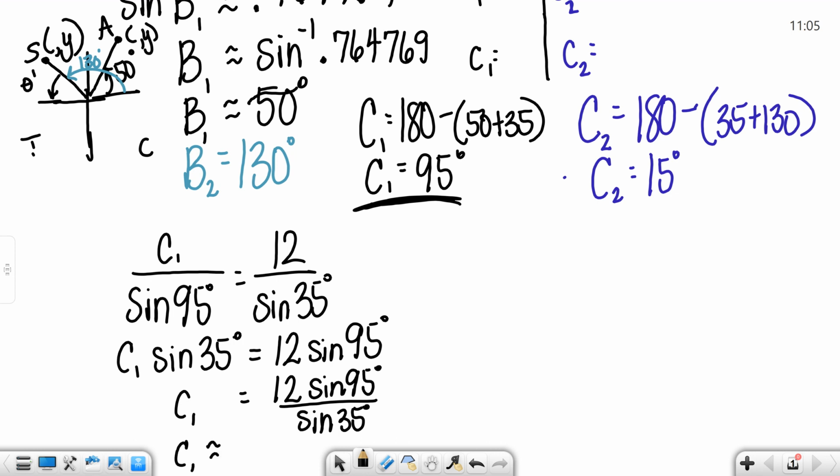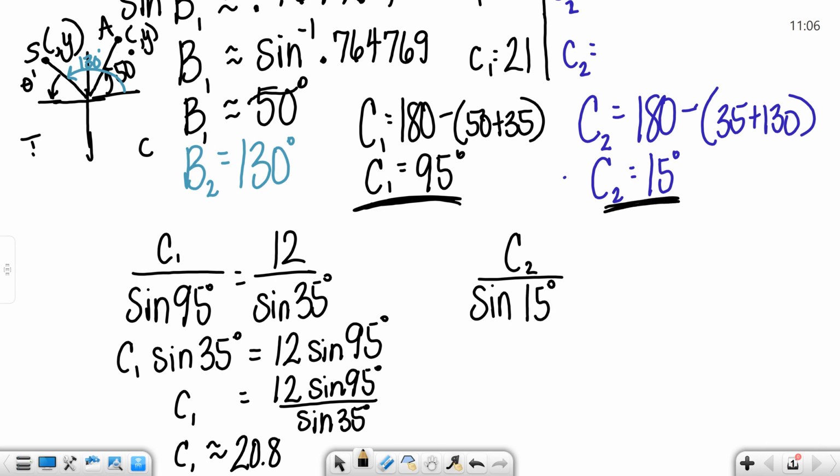And I get little c1 is about 20.8. I think I told you whole numbers, so 21. All right. Little c2, we have to put that over the sine of angle c2, which was 15 degrees. And again, we'll go back to the information that was given for the rest of the proportion.